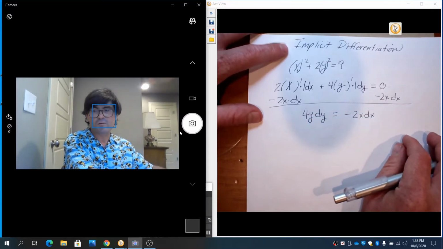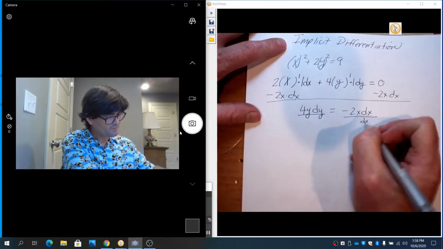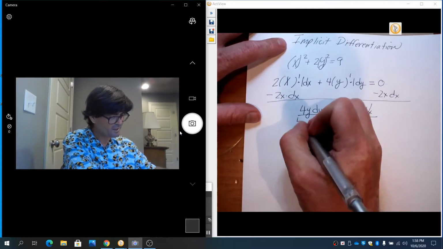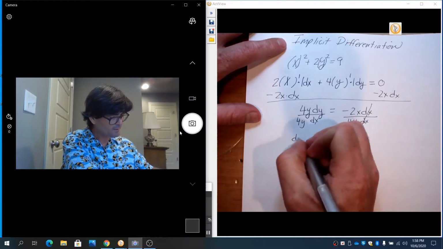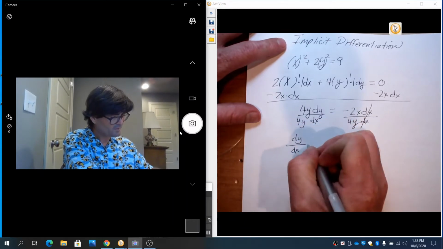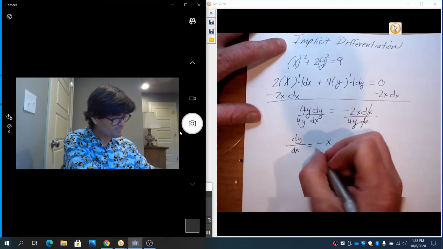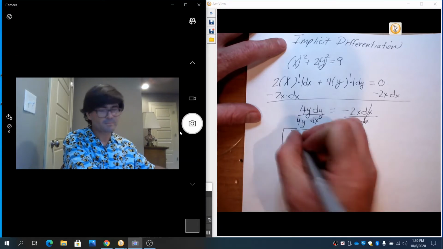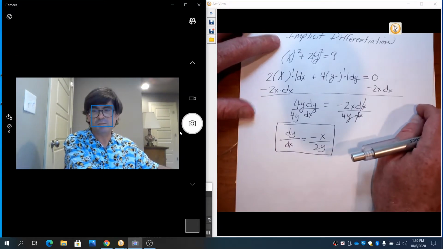And then if you want to solve for dy over dx, we're just going to do that with algebra. Divide this side by dx. Cancel, and then divide this side by 4y. So I get dy over dx equals minus x over 2y. So this is the derivative.